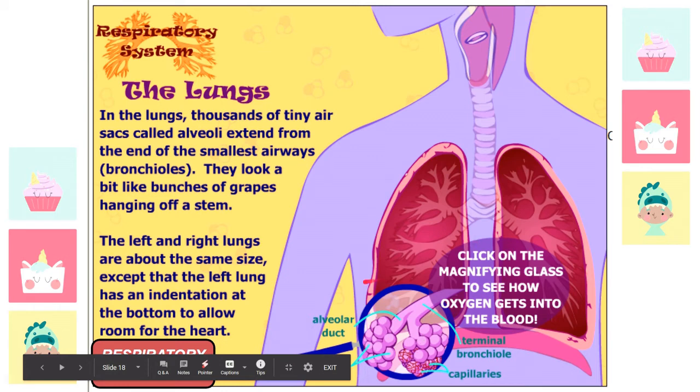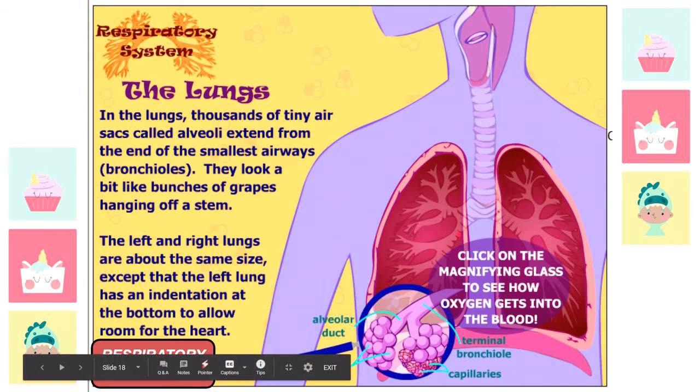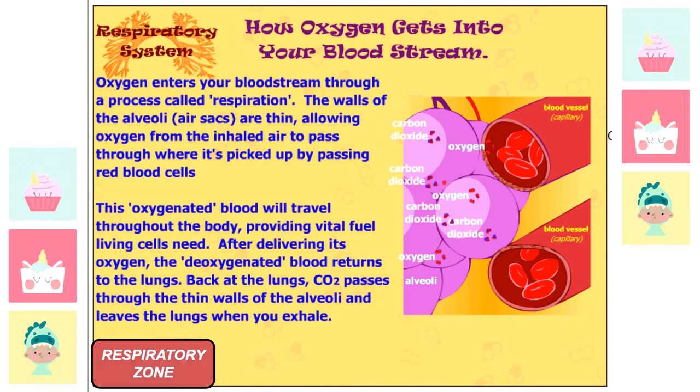The left and right lungs are about the same size, except that the left lung has an indentation, a deeper part that allows room for the heart to rest. So at the tip of your smaller bronchioles are air sacs or grape-like alveoli. And again, that is where gas exchange takes place.